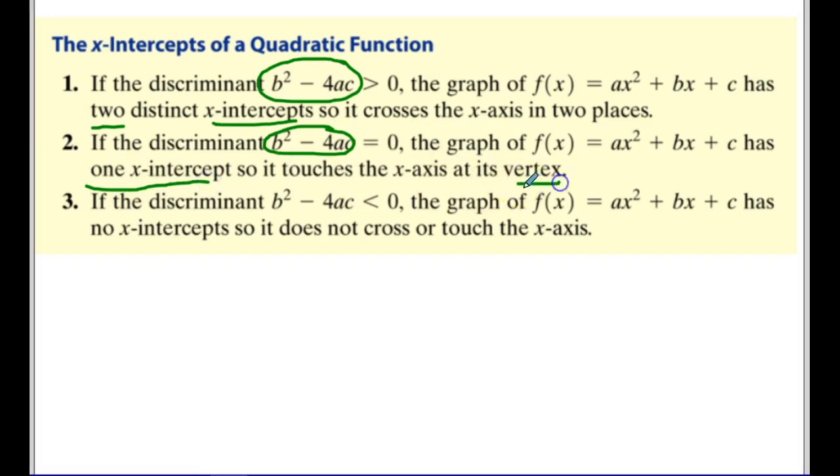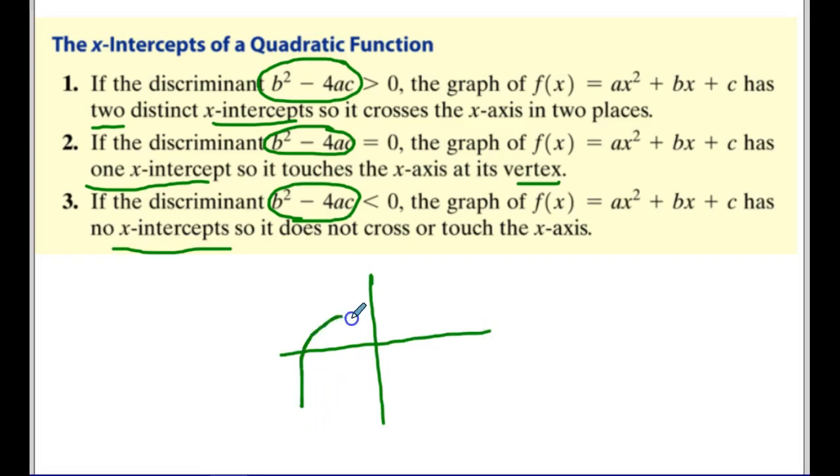So that's my vertex. And if my discriminant is less than 0, I have no intercepts, which means it doesn't actually cross the x-axis. So think about that, right? I can cross the axis in 2 places, kind of like this green one. I can touch the axis at one place, where my vertex is, or I can have just a parabola down here that never touches my x-axis. And this is the easiest way we can find those things.